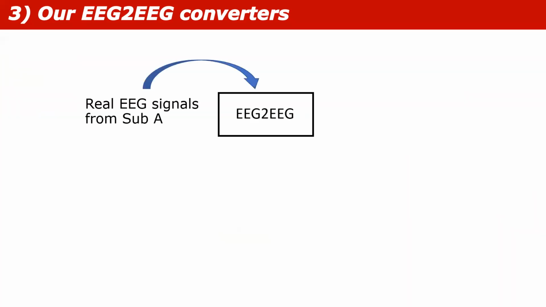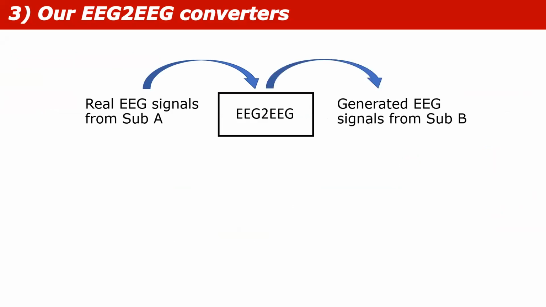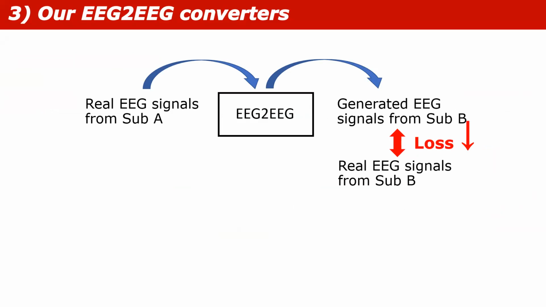For EEG2EEG, we input the real EEG signal from subject A, and it generates the EEG signal for subject B, and we compare it with the real EEG signal from subject B. The difference between these two is the loss. For the loss function here, we have two components. One is MSE loss.